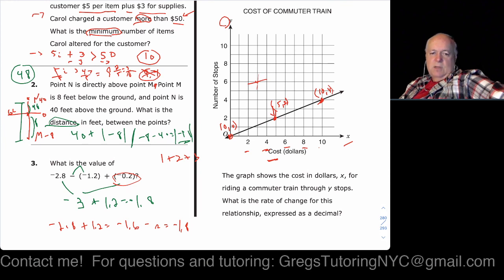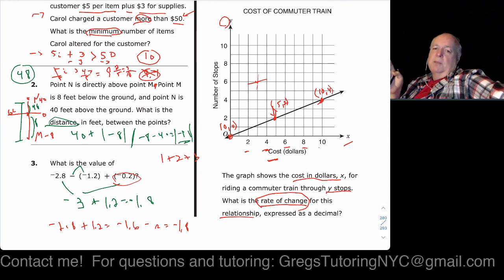So now that we've bashed around the illustration, let's look at the words. The graph shows the cost in dollars, X. So we talked about that. The cost in dollars is X, for riding a commuter train through Y stops, so Y is the number of stops, and it told us that in the captions. What is the rate of change for this relationship, expressed as a decimal? The fact that they're asking us for a rate of change means there's a rate of change. If there was no rate of change, the question is invalid.